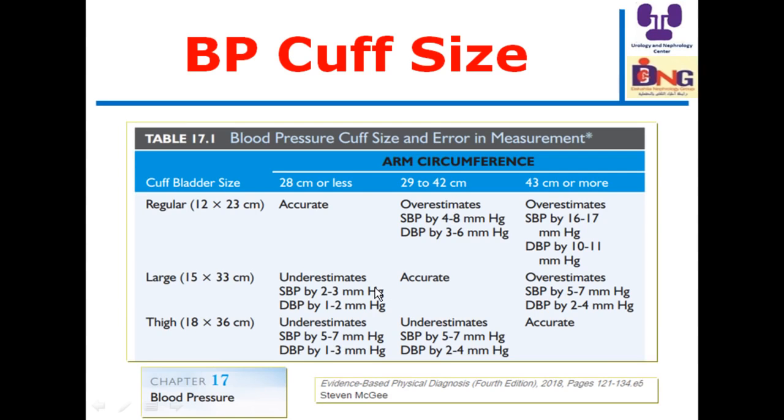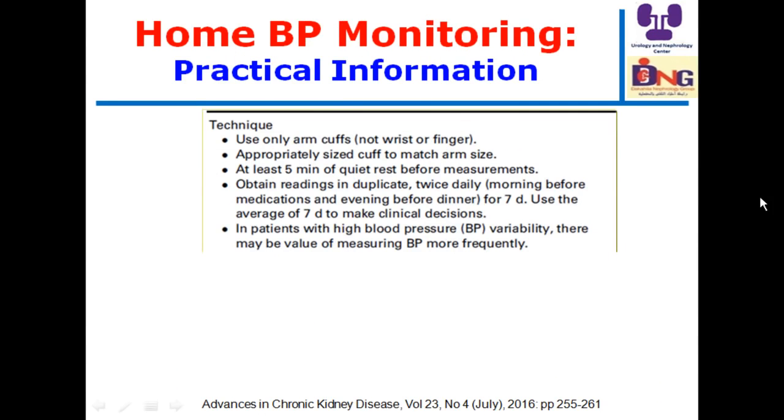However, it will underestimate blood pressure if the arm circumference is smaller, and overestimate blood pressure measurement if the arm circumference is bigger. If you use this big one, it will be inaccurate for an arm circumference exceeding 43 centimeters, but it will underestimate blood pressure if the arm circumference is less than these values. So selecting the proper cuff size is one of the important points toward measuring the blood pressure accurately. So this is an important point.